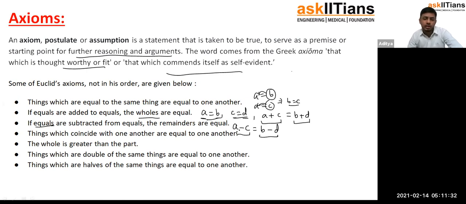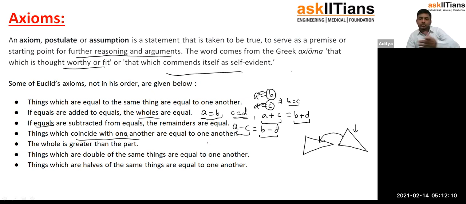Things which coincide with one another are equal to one another. Of course, that is the case. So if there is a triangle like this, and there is another triangle like this, of course, if I cut this second triangle using a scissors and then try to bring it over the top, you will find that both of these triangles coincide exactly. Both of them superimpose the other triangle completely. So what we are saying is that if they coincide perfectly with one another, then of course they will be perfectly equal to each other in every sense of the word, right?